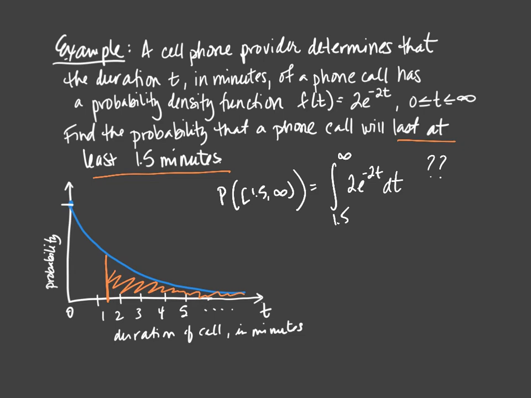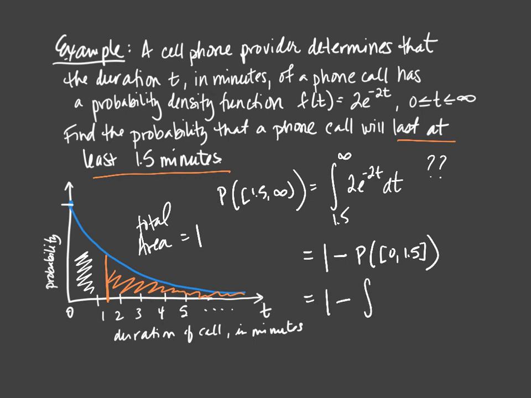Well, we could apply limits, but another thing we could do is remember that the total area, or if we added up all the probabilities, equals 1, right? So this area that is less than 1.5 plus the orange area would have to equal 1. So what I can do instead is say the total area is 1, and if I subtract the probability that it lasts a maximum of 1.5, I can do that computation. So this will be 1 minus the integral from 0 to 1.5 of 2e to the negative 2t dt.